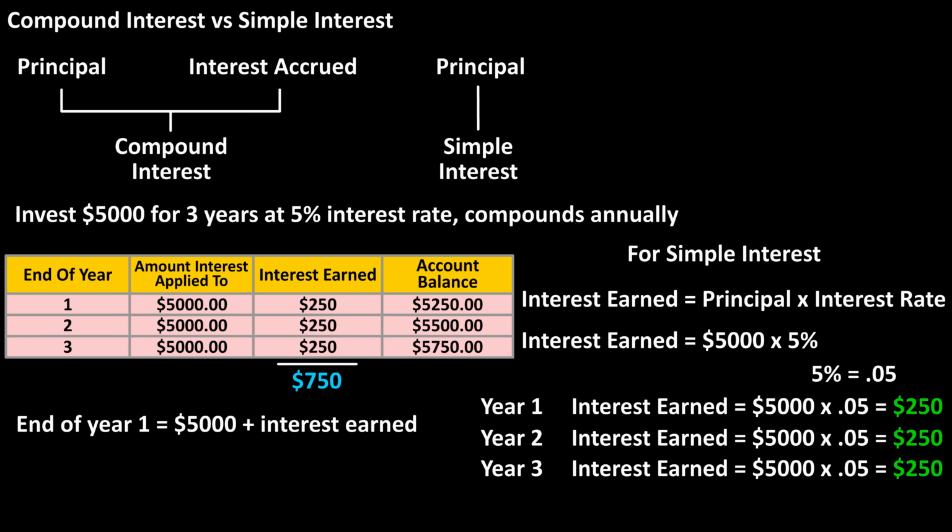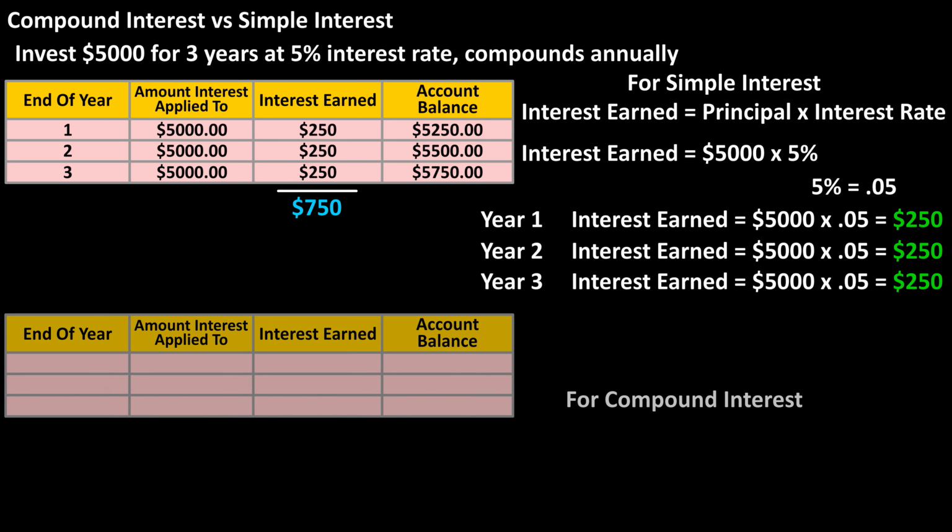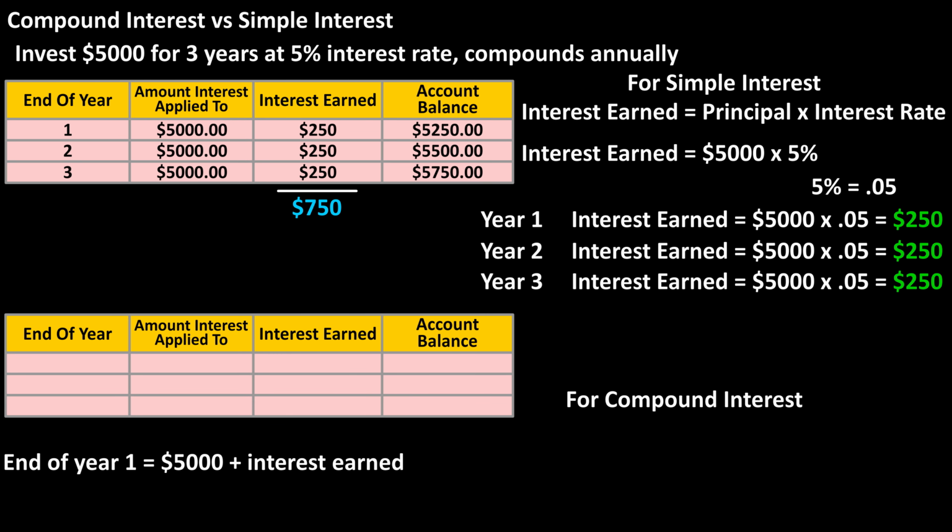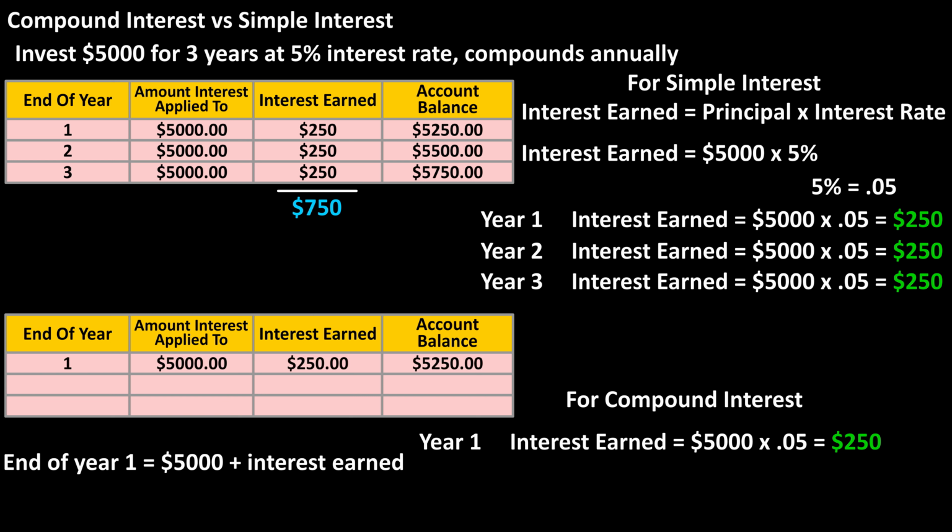Now let's look at compound interest. At the end of 1 year, you'll have the initial $5,000 you invested, plus the interest made on that amount. So this would be the exact same as the end of year 1 using simple interest. $5,000 times 0.05 equals $250 in interest earned. From this point is where compound interest differs from simple interest.